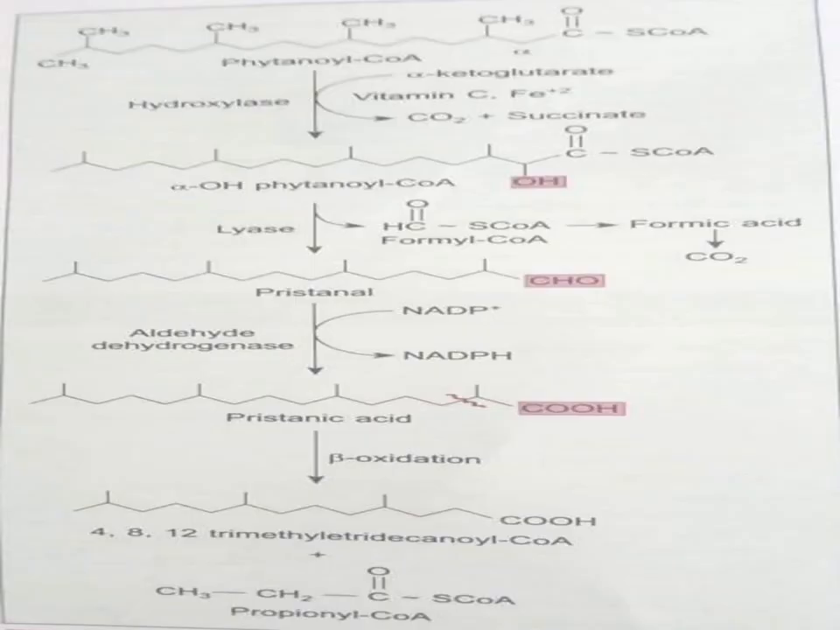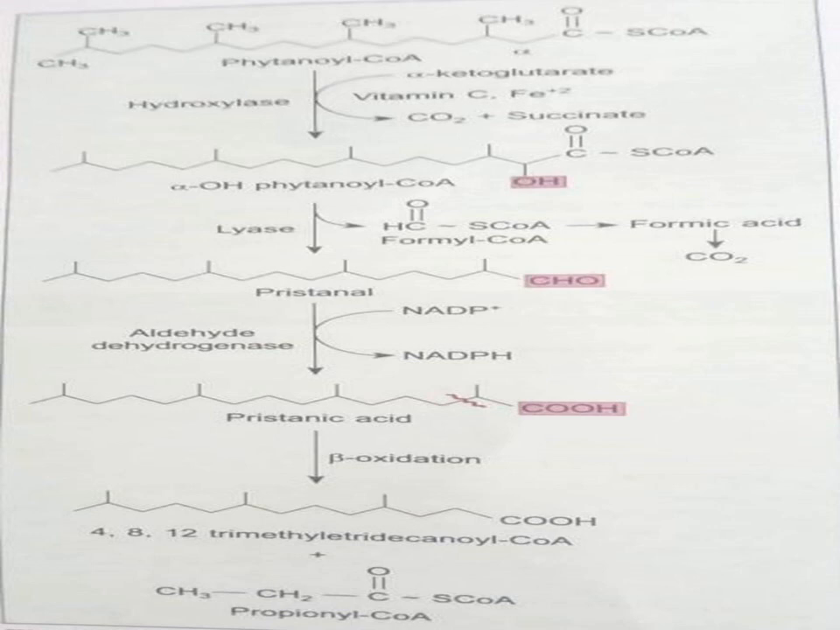You can see these steps here in detail. We can start here: phytanoyl coenzyme A is the activated form of phytanic acid. This phytanoyl coenzyme A undergoes hydroxylation by the hydroxylase enzyme. Vitamin C and ferrous iron are required. Alpha ketoglutarate is utilized and alpha hydroxyphytanoyl coenzyme A is formed. You can see here the hydroxyl group is there at the alpha carbon position.